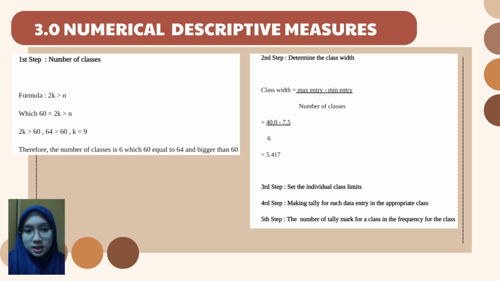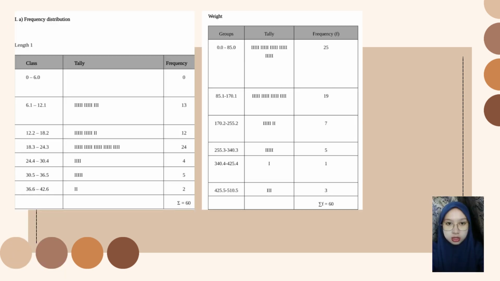Fourth step, make a tally for each data entry in the appropriate class. Fifth step, the number of tally marks for the class is the frequency for the class. Frequency distribution for the length table: 0, 13, 12, 24, 4, 5, 2 equal to 60. For the weight table: 25, 19, 7, 5, 1, 3 equal to 60.